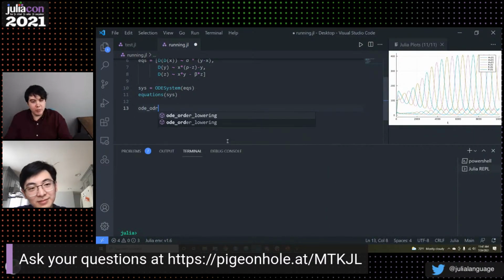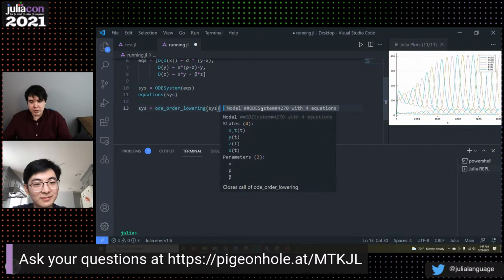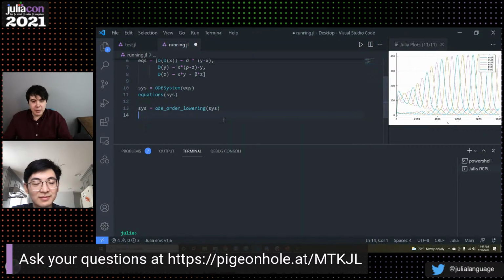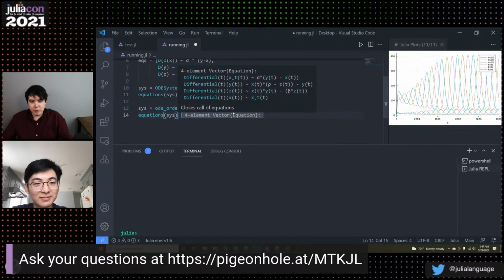So ODE order lowering of the system. This should give me a new version of the system, which has 4 equations, right? So this x sub t is this new variable that was introduced. That's the derivative of x. And if we check the equations of the system, we see that it has 4 equations, where the derivative of x with respect to t is x sub t, and the derivative of x sub t with respect to t is our original second derivative term. Right. So it's now lowered this to a first order differential equation, which we can then solve.